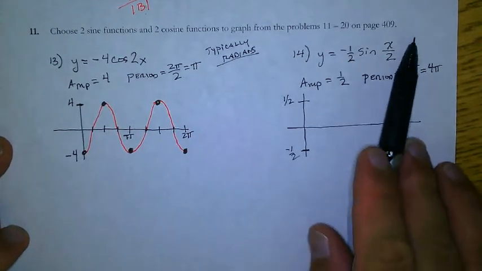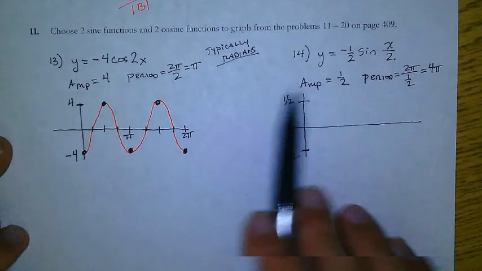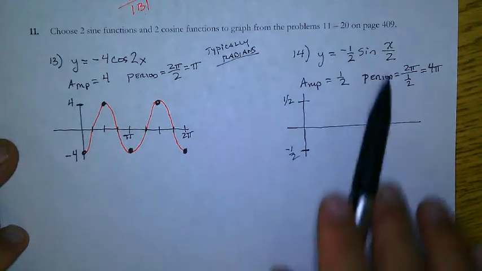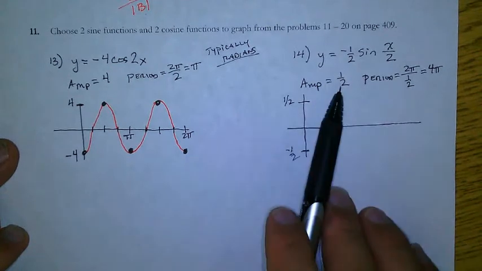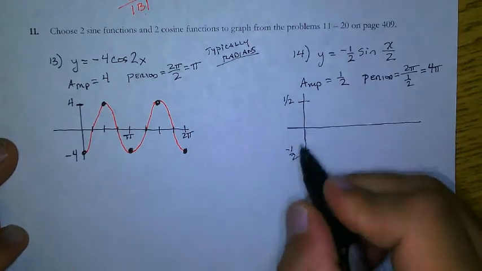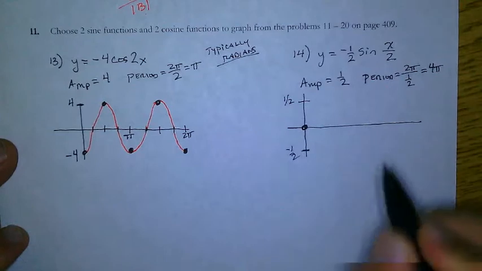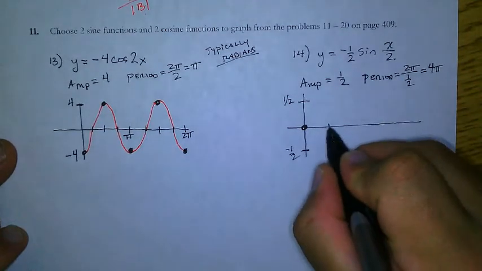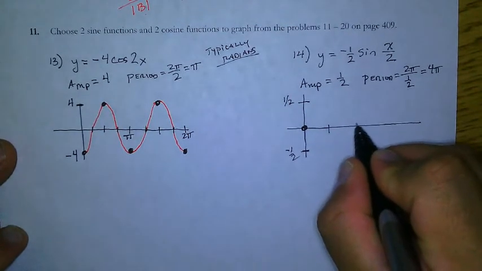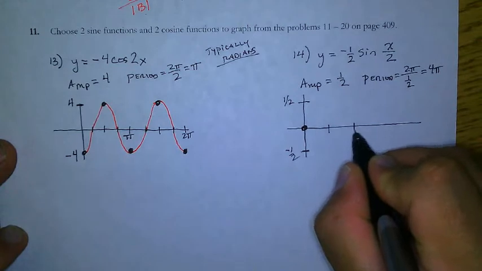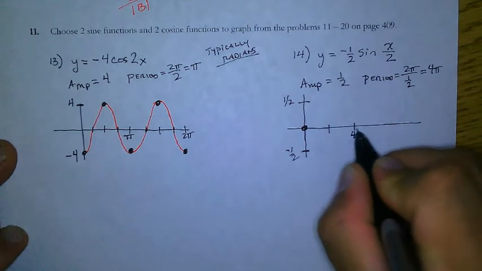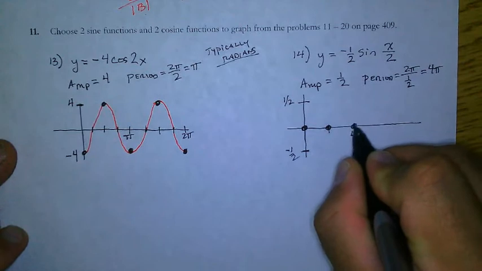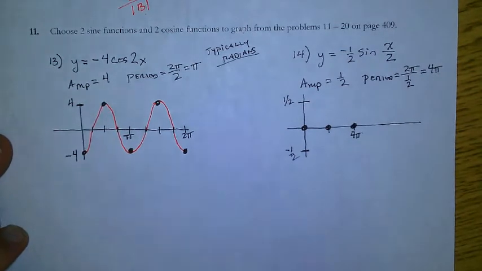Don't move up or down. So here I have my setup. I know that for a sine function, I start at the origin. And I also know that for the sine function, at the beginning, at the middle, and at the end of my period, I'm on that axis. And that period is 4 pi.